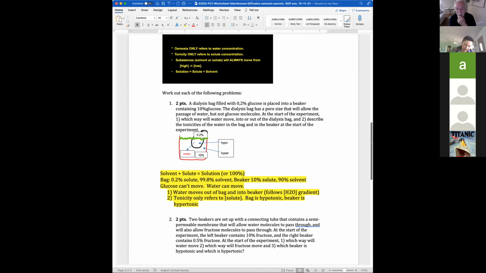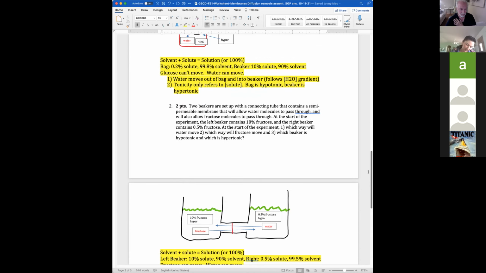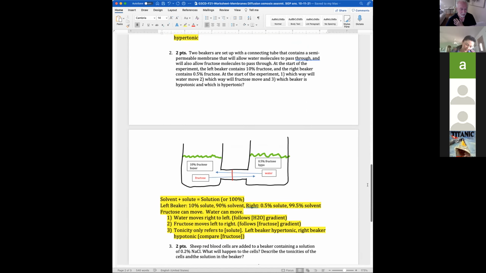Can you identify what doesn't make sense? Okay, well, think about that while we go on, and we can come back to it. Let's go to the next example.